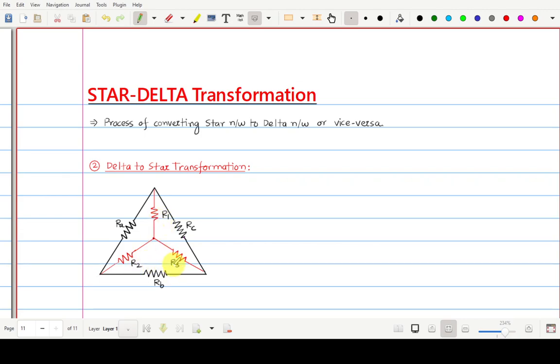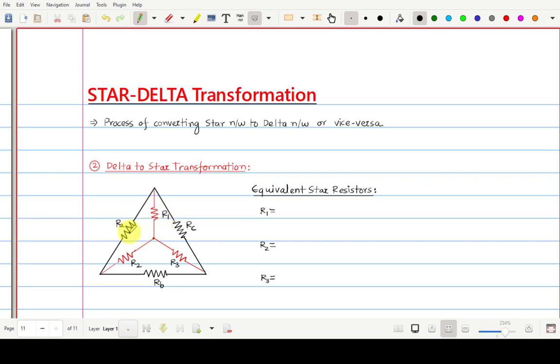So equivalent star resistances will be like this. Now we have to find out the value of R1, R2 and R3. There is one simple trick to remember this. Suppose I want to find out the value of R1. So how will you write down the value of R1?